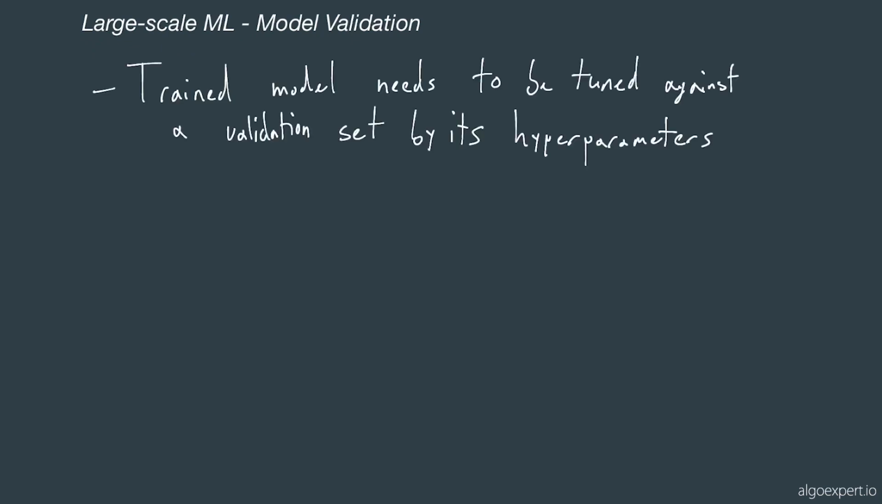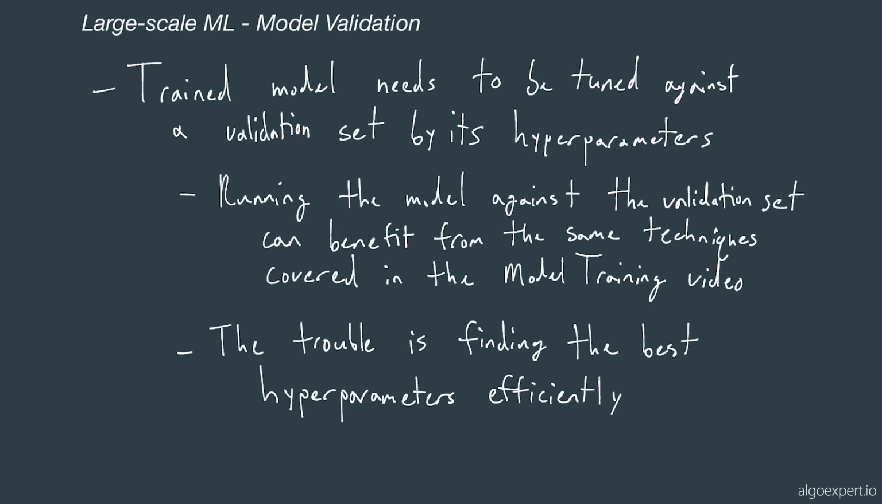Let's say that we have a trained model, and now we want to tune it in terms of its hyperparameters against some validation set. If you need to brush up on this, feel free to view the machine learning crash course. Now, in general, the same techniques that we talked about in terms of training a large model with large data, the same principles can be applied when running inferences against some validation set. However, the main difficulty is finding the best hyperparameters efficiently.